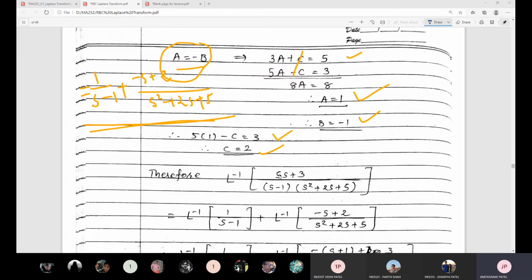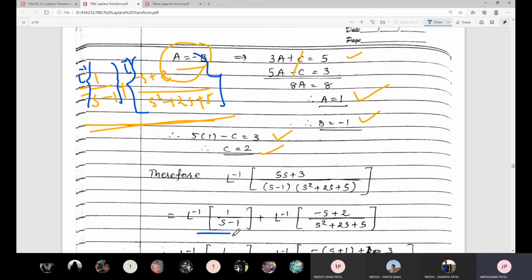Okay, good. Then if you apply inverse Laplace transform on both sides, what do we get? The inverse Laplace transform of (5s plus 3) divided by (s minus 1)(s square plus 2s plus 5) on the left-hand side equals the Laplace inverse of 1 upon s minus 1 plus the Laplace inverse of (minus s plus 2) divided by (s square plus 2s plus 5).